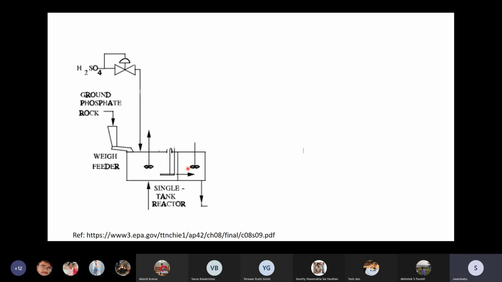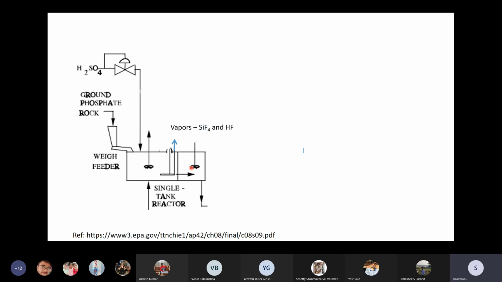Now you will see that it is done in a series of CSTRs. One important thing happens in this first reaction. Although we try to do the beneficiation process and remove sand as much as possible, still some amount of sand will be there, and fluorides will be there.